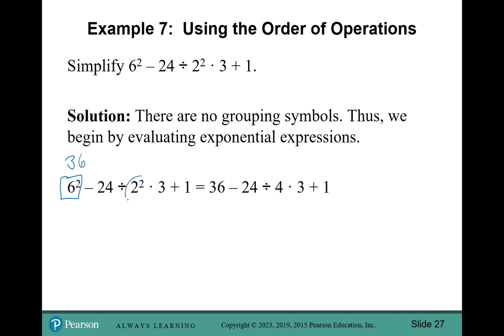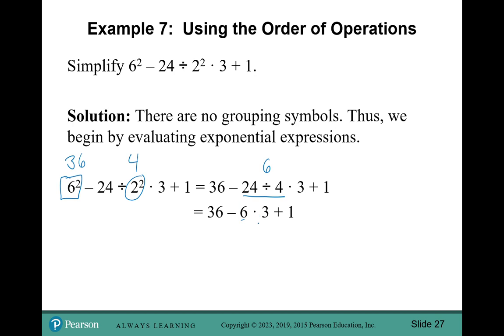2 squared is 4. And that's how we get 36 minus 24 divided by 4 times 3 plus 1. We have to continue simplifying. Our next step is working left to right to divide 24 by 4. 24 divided by 4 is 6, and that's how we get this 6 here.